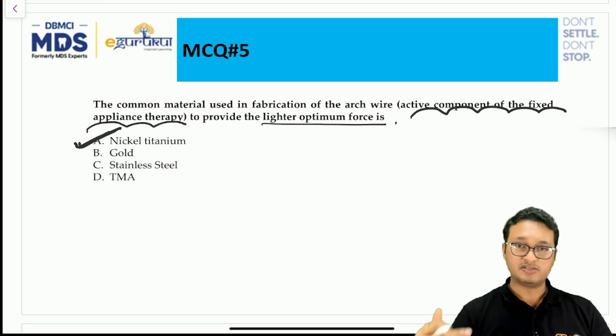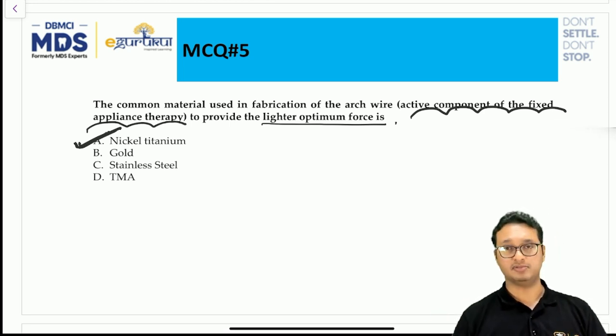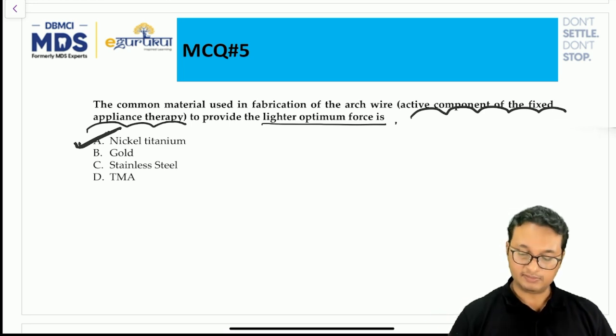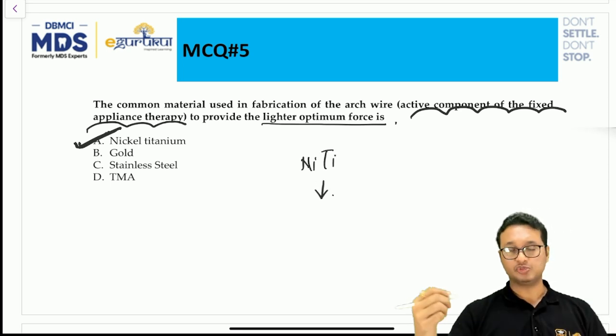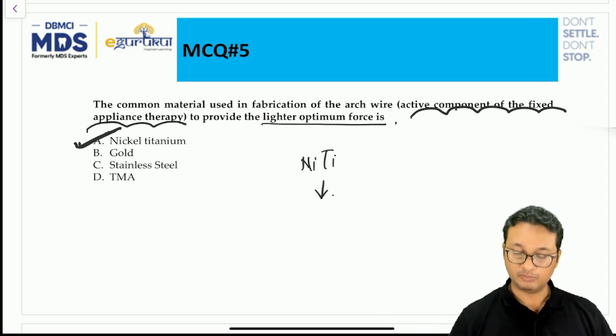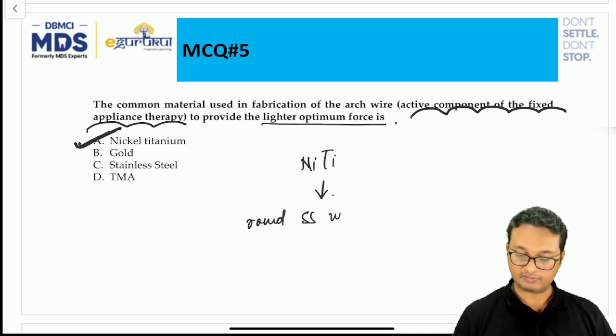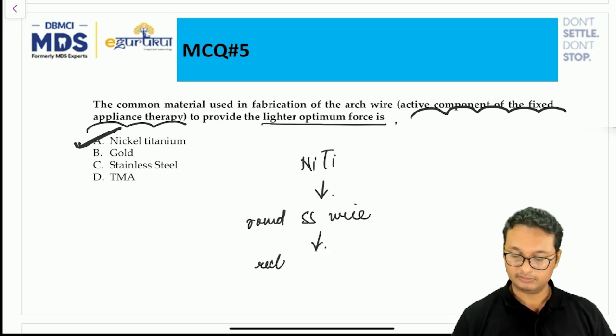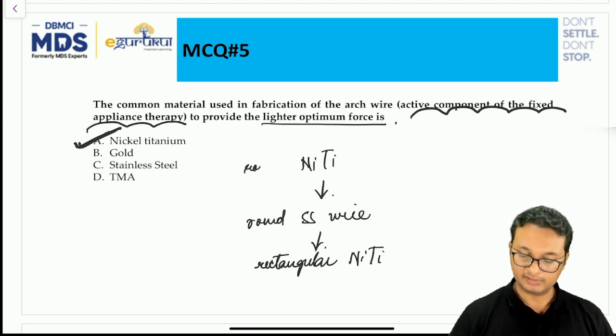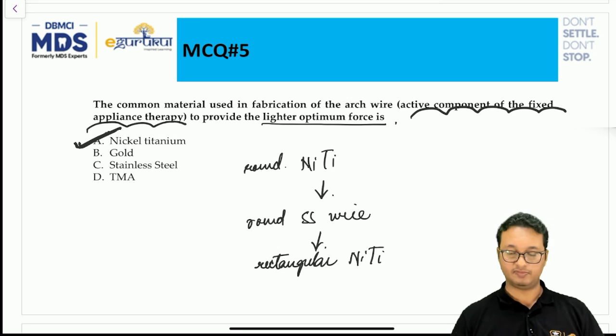Now the next stage is space closure. After nickel titanium, the next wire which is most commonly used is a round stainless steel wire, then followed by rectangular nickel titanium wire. First is round nitinol, which should be flexible enough.